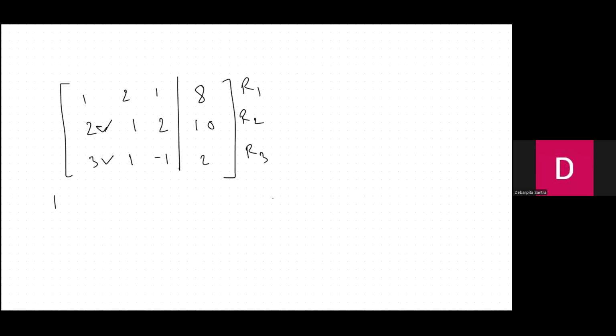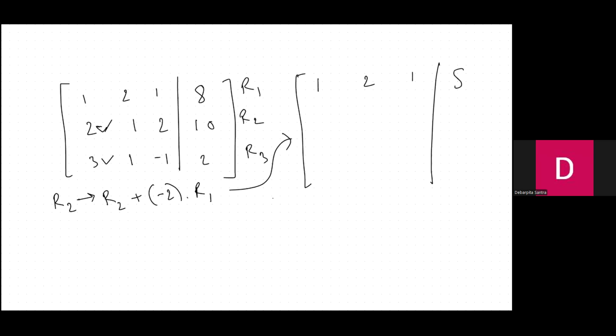The strategy is, as we have seen in case of Gauss elimination method, we just do like this. R2 is equal to R2 plus, this is 2, so we write minus 2 into R1. Okay. So if I do this, what will happen? The first row will remain unchanged, 1, 2, 1, and it is 8. Now this is 2. 2 plus minus 2 into R1, that means 1. So it becomes 0.